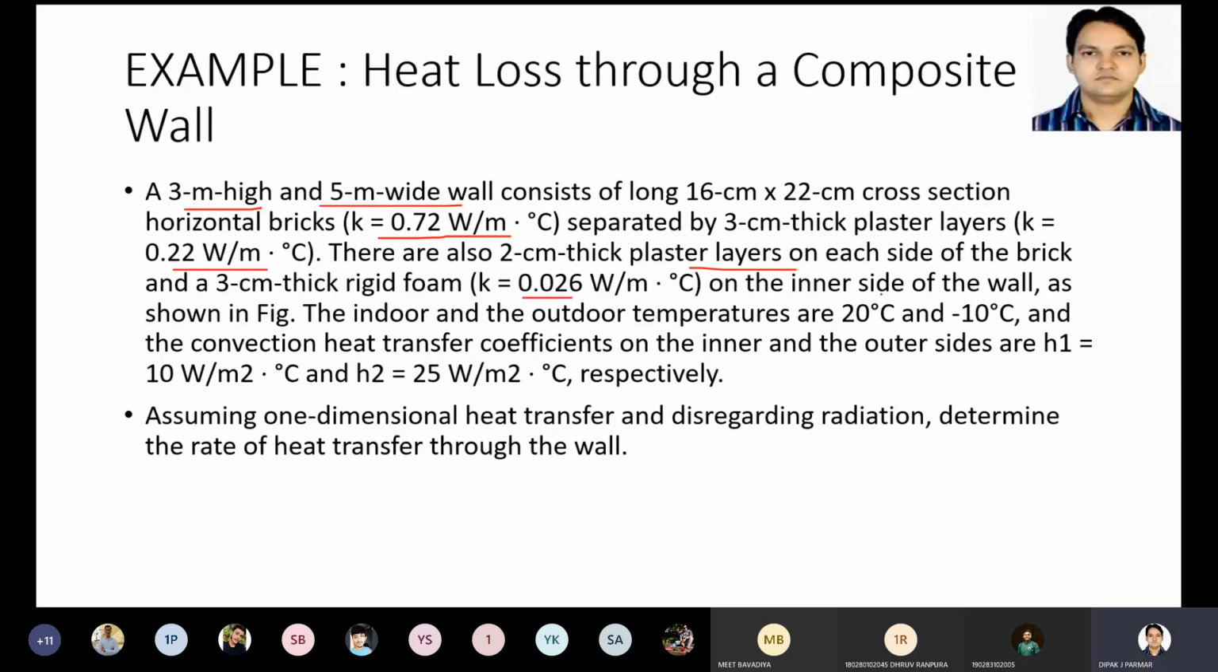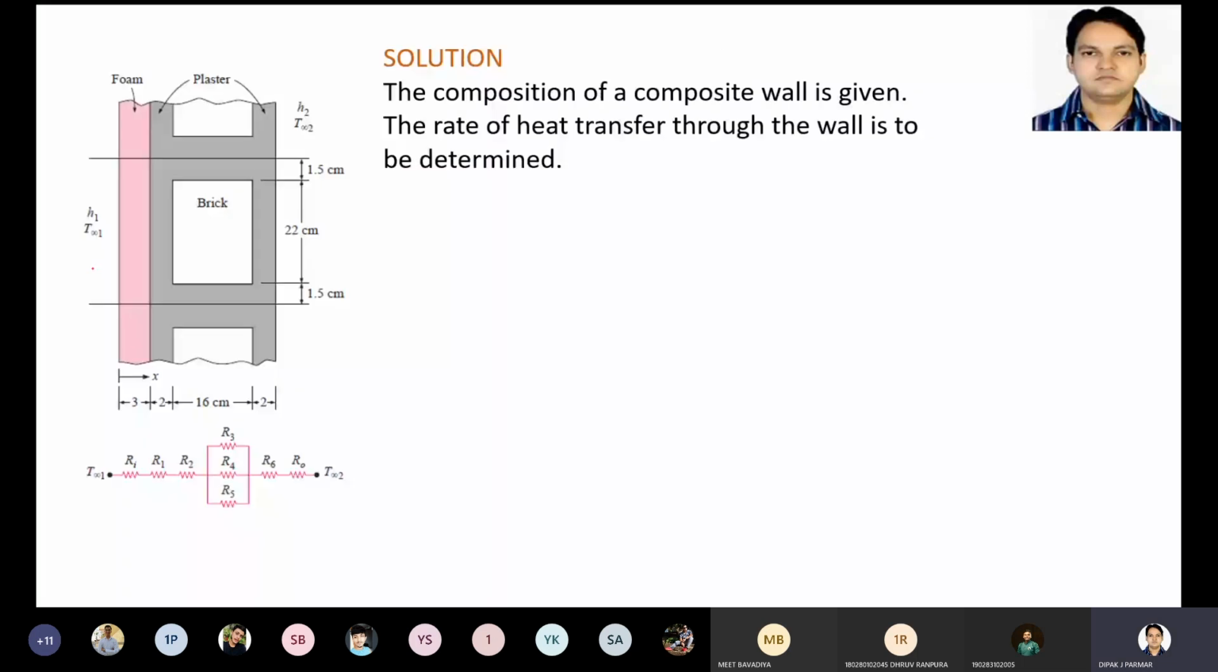On the inner side of the wall, as shown in the figure, the indoor and outdoor temperatures are mentioned. Indoor temperature is 20 degrees Celsius which you want to maintain. Outside is cold, which is minus 10 degrees Celsius, and the convection heat transfer coefficients of the inner and outer side, H1 and H2, are given respectively. Assuming one-dimensional heat transfer and disregarding radiation, determine the rate of heat transfer through the wall. This is the data given.